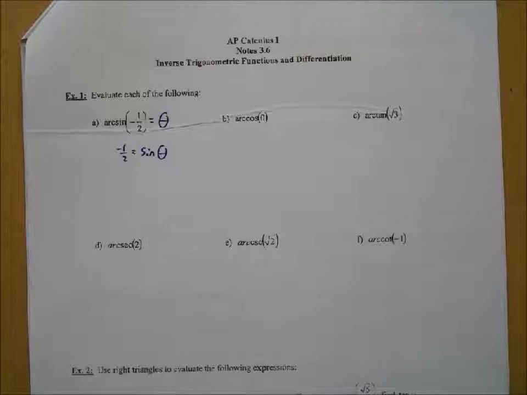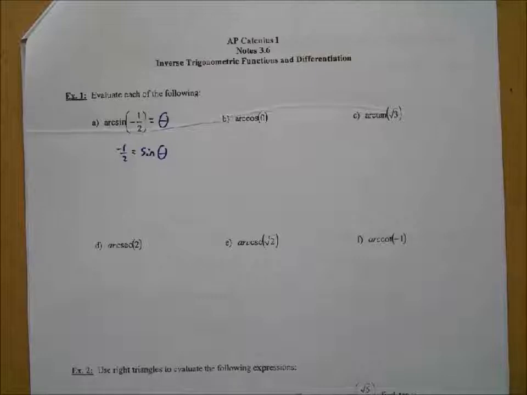Remember that these have some different ranges too. Some of these functions you want to give negative angle measures. Some of these functions you want to give angle measures that are in the second quadrant. For arc sine and arctangent, if you're taking the arc sine of a negative, you want to give the negative version of that angle. But if it's arc cosine of a negative, you want to give the second quadrant version of that angle. So keep that in mind there.